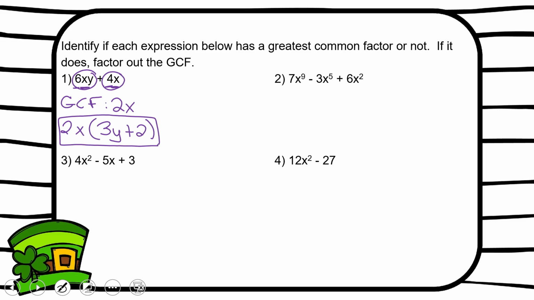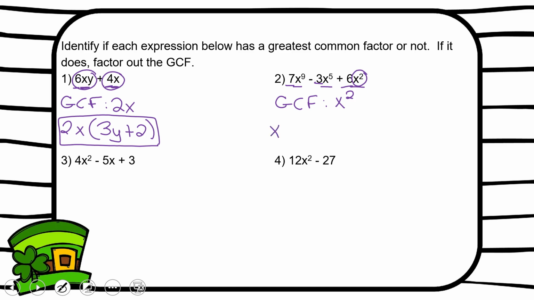So let's do it again on number 2. If I look at the numbers, I have 7, 3, and 6. There isn't a number that divides all three of those other than the number 1. And 1 isn't ever considered a greatest common factor because it divides everything. But now let's look at the variables. x to the 9th, x to the 5th, and x squared. Well, they all have an x, and they all have at least 2 of them. So the GCF for this one is going to be x squared.